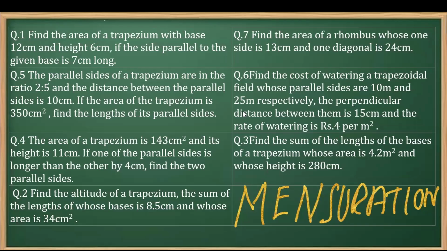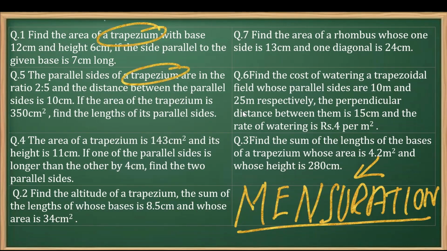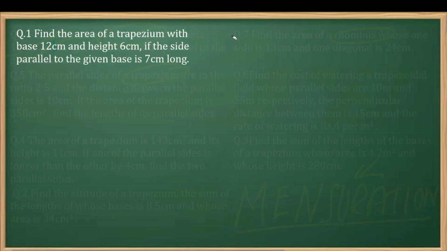In this video, we are going to do these 7 questions from the chapter mensuration, and they are based on trapezium only, as I can see, and one question I can see is based on the rhombus. So that's based on the area of a trapezium and area of a rhombus. Let's begin with the first question.